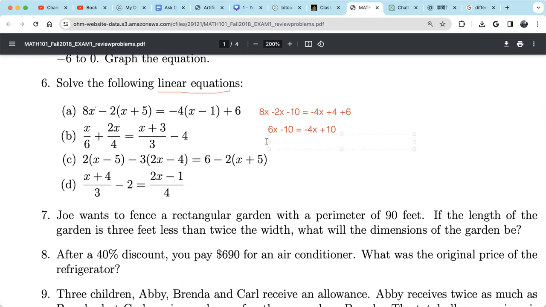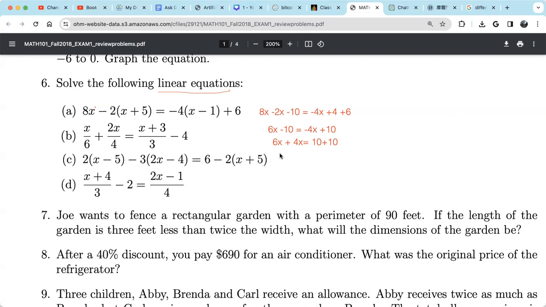So I move -4x from the right-hand side to the left-hand side. I get 6x plus 4x, right? When I move one term from one side to the other side, I change its sign. Negative becomes positive, positive becomes negative. Then I move -10 from the left-hand side to the right-hand side, so I have 10 plus 10. I moved the -10 to the right-hand side and it became +10. I moved the -4x from the right-hand side to the left-hand side and it became positive.